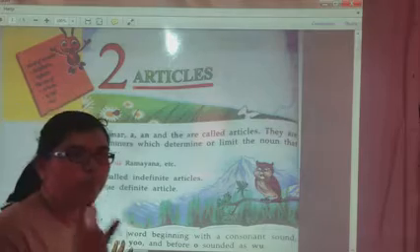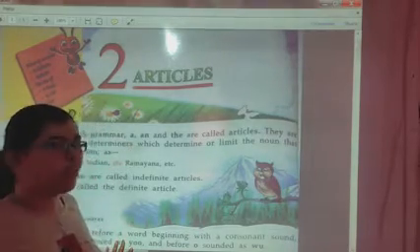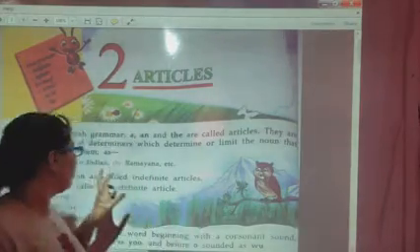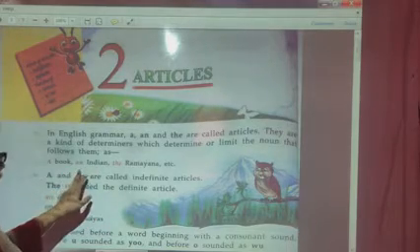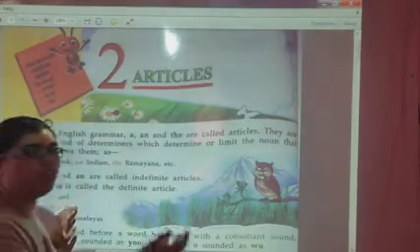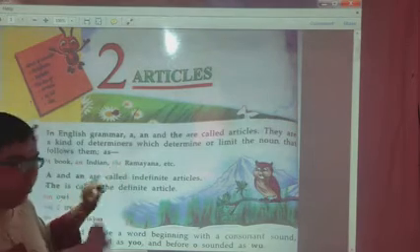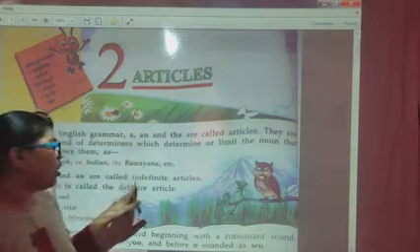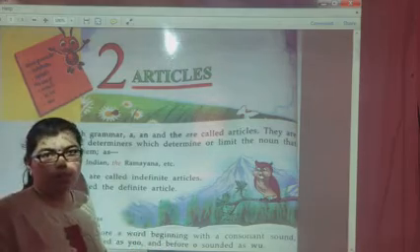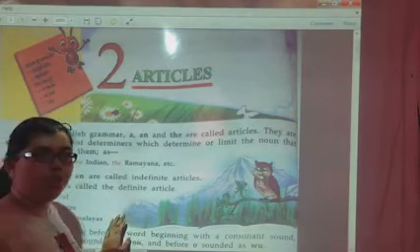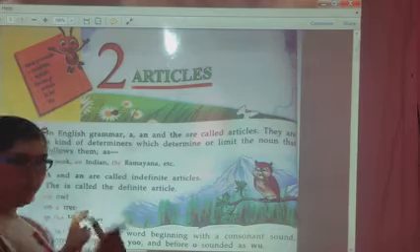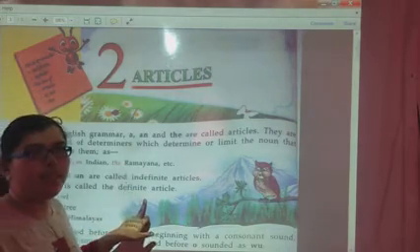Means if it is a countable noun like pen, we use a. If it is owl, then we use an. If it is a unique thing in the world, like Ramayana, or a particular thing which we are showing, then we use the. Now a and an are called indefinite articles. Now the is called the definite article. As I told you, the is only used for unique things or things which we want to show particularly. For that purpose we use the, and it is called the definite article.